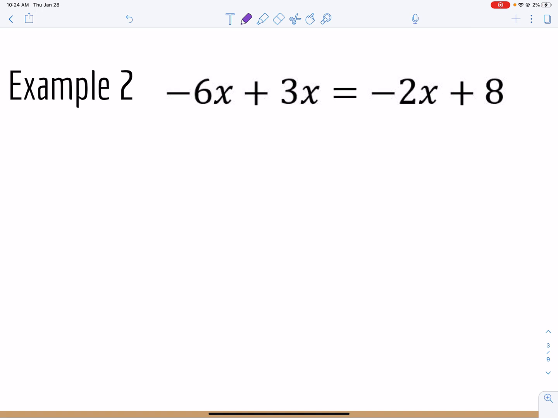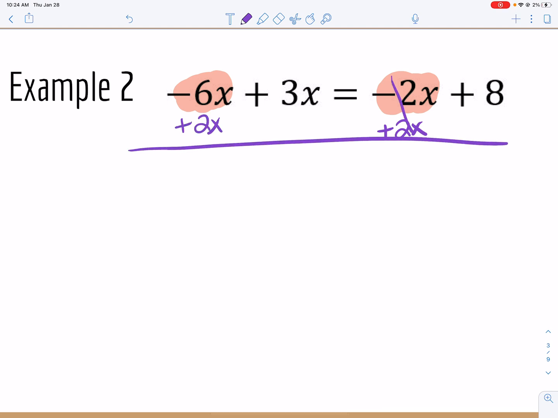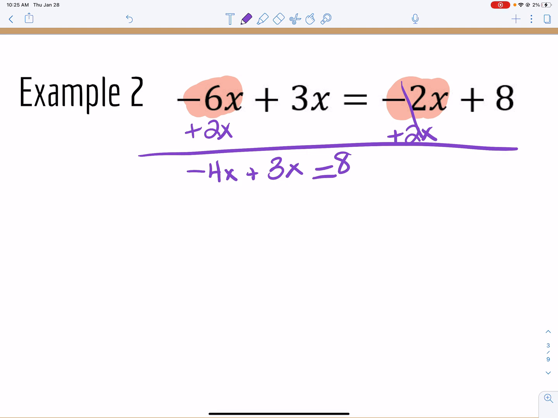All right, so same thing that I just did. These are on opposite sides, so then you have to move them. So I could add 6x or add 2x. It really doesn't matter. A lot of kids like to always put their variables on the left. So if I add 2x, I would have a negative 4x plus 3x equals 8. Well, if I look at this carefully, these are like terms, right? So that would give me a negative 1x equals 8.